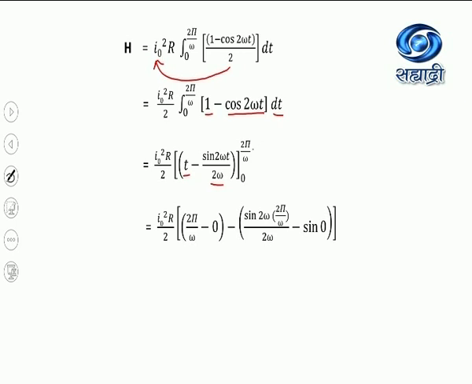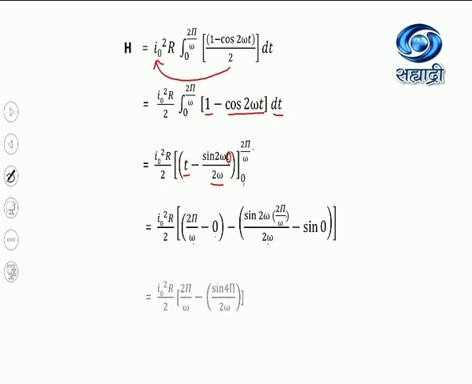We are replacing t initially by 2 pi upon omega. So here you get 2 pi upon omega. Replacing t now by lower limit, that is 0. In the second bracket, now we are replacing t by 2 pi upon omega and afterwards by 0. So what do we get? Sine of 2 omega, and small t is equal to 2 pi upon omega, to the denominator 2 omega. And next term t we are replacing by 0. So second term is 0.